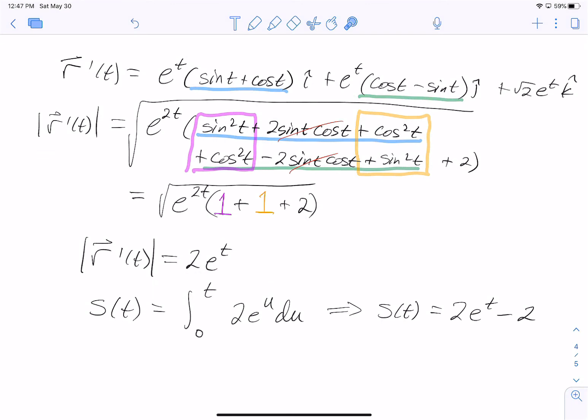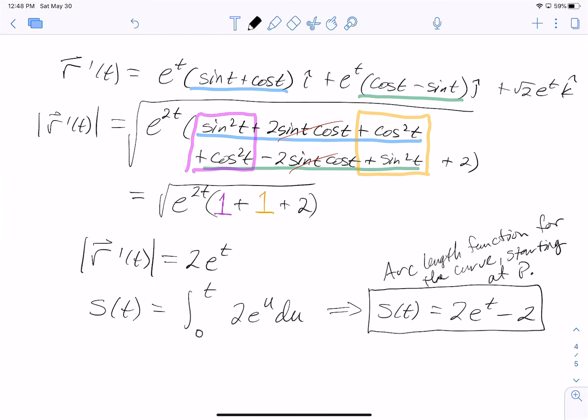The arc length function is s of t is equal to the integral from our starting value of t associated with p, which is 0, to the variable upper limit t. Our integrand is 2e to the u du. Remember, u is a dummy variable. Really, I just need to make sure that these letters match. Integrating and then evaluating at the endpoints, we get that s of t is equal to 2e to the t minus 2. This is the arc length function for our curve starting at p.